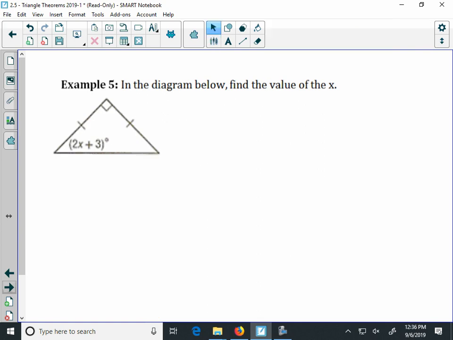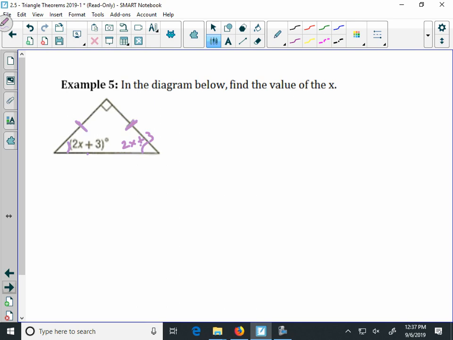So with this one, in the diagram below, find the value of x. Well, I know this angle in the bottom left corner is 2x plus 3. What's the measure of this top angle? 90. Is that box? What's the measure of this angle? You don't know? Second one is 2x plus 3. Yeah, very good. Why? It's the same. Why is it the same? Yeah, we have an isosceles triangle. So when those two sides are the same, again, the angles across from those sides are the same. So if this is 2x plus 3, what's this angle going to be? 2x plus 3. Now how can we figure out what x is?